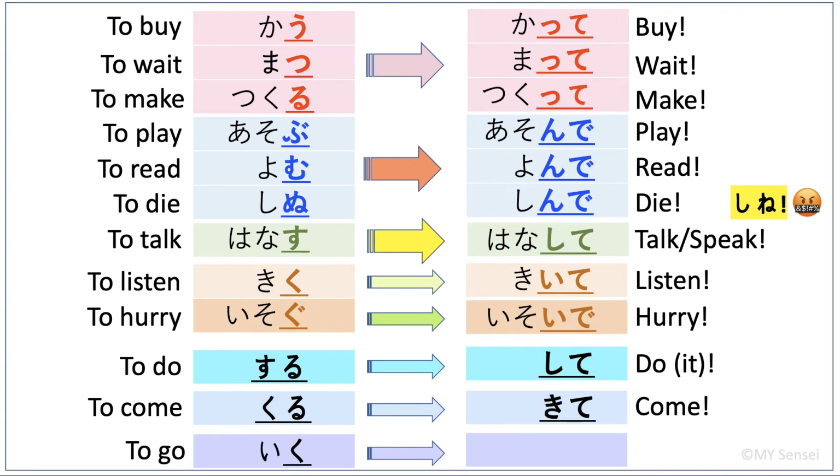Please note the last verb 行く, to go, ends in ku, but its te form is 行って, not いて according to the rule. It is an exception.